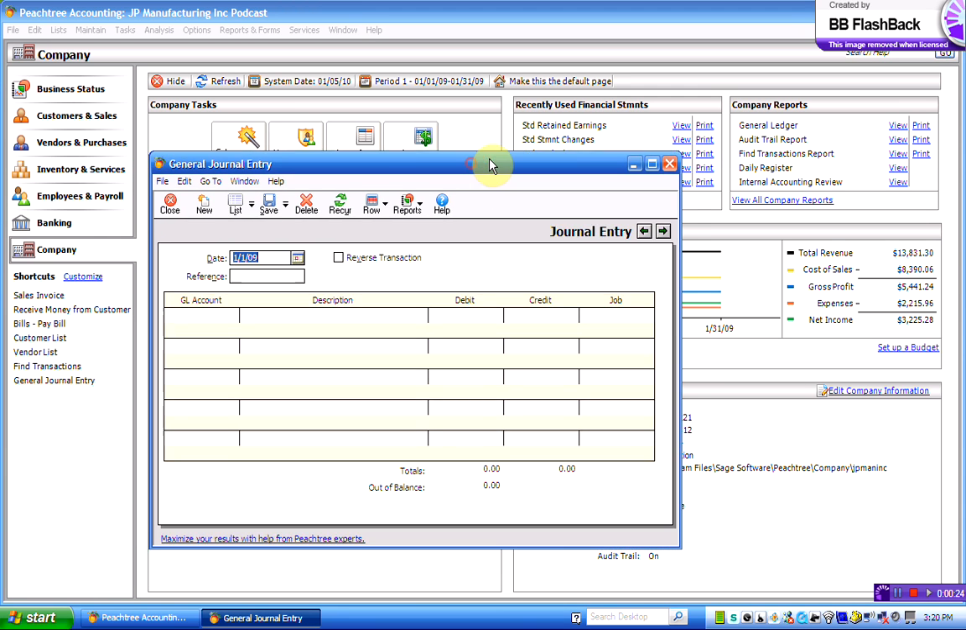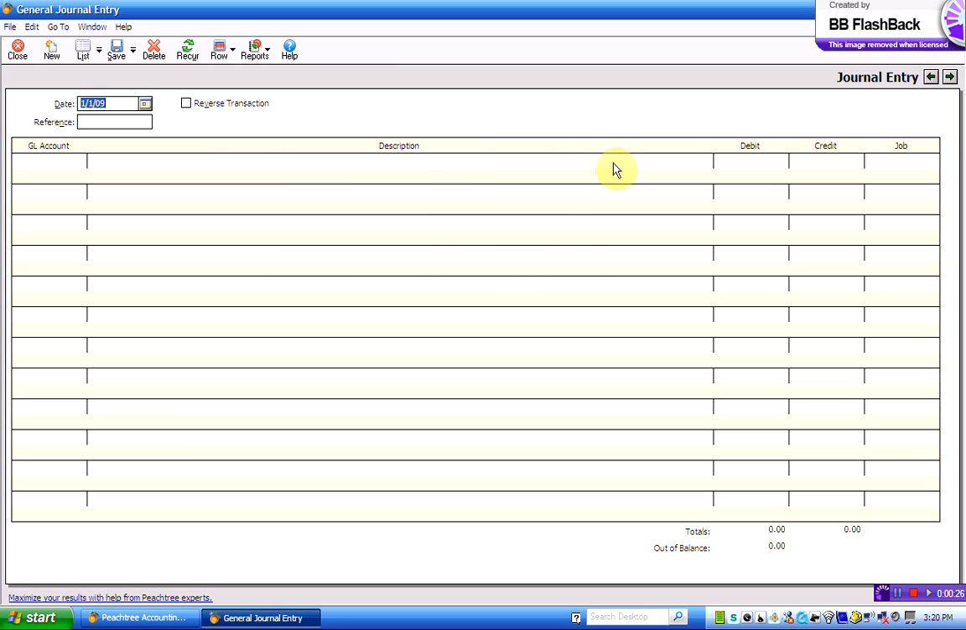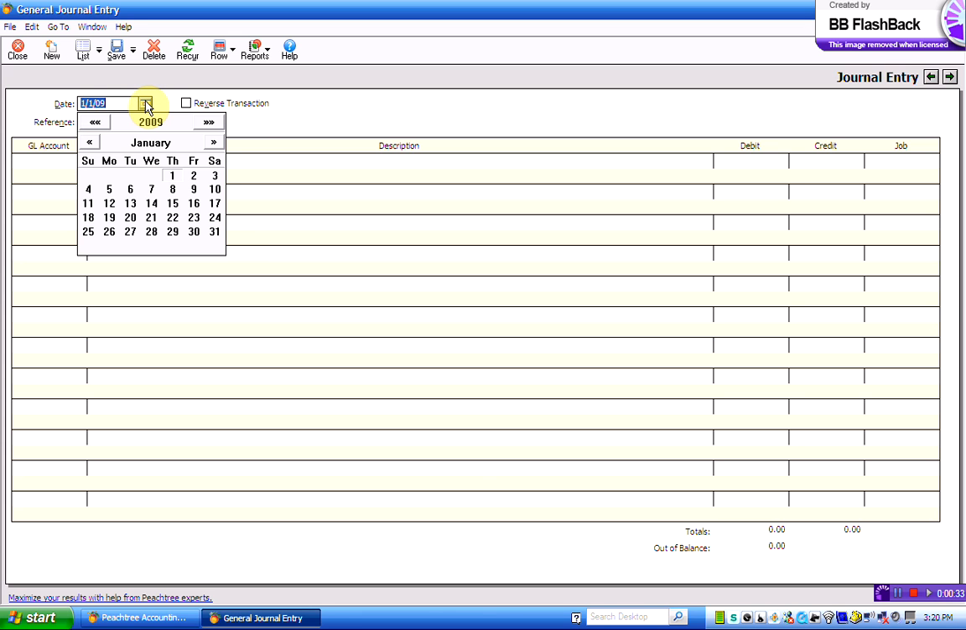We will just assume that we can enlarge it so we can see it easier. That's better. Right, we look at the date. We will enter today's date, which is the 5th of January. Sorry, the 6th of January now.